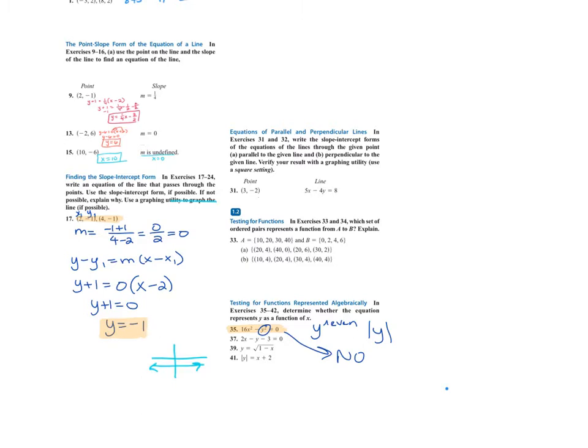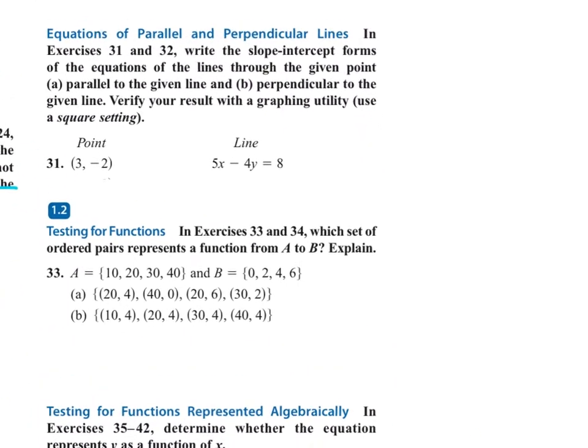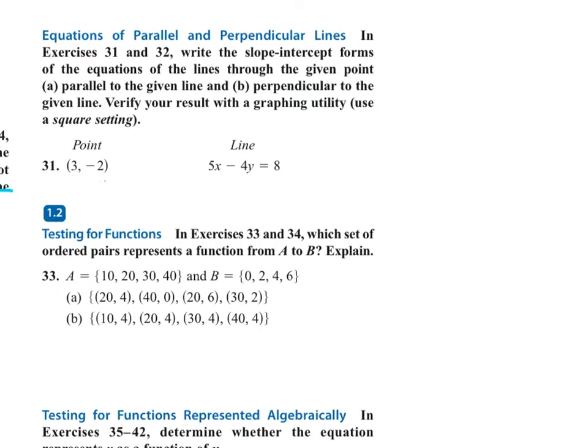Like the next one says, write the slope-intercept forms of the equations of the line through the given point that is A parallel to B perpendicular to the given line. Verify your result with a graphing utility. So we're using this information to find 2 equations, right? One in which it's parallel to this line and one in which it's perpendicular, which means I have to first find the slope of this line. -A over B would give me 5/4. And then I use this point.